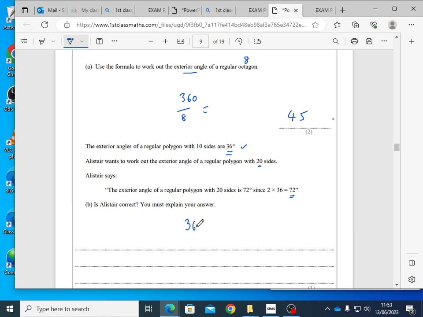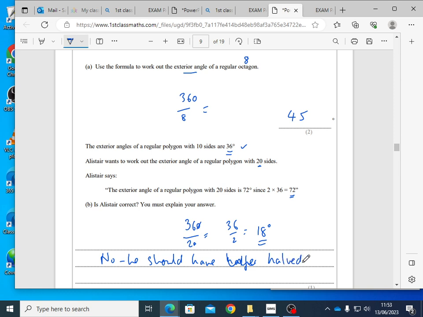You just need to show that 360 shared by 20. You can take the 10s out straight away, so you've got 36 shared by 2, and really you should have halved it to get 18. The exterior angle is 18. Is Alistair correct? No, he should have halved. Spelt that wrong, it should be with a V.